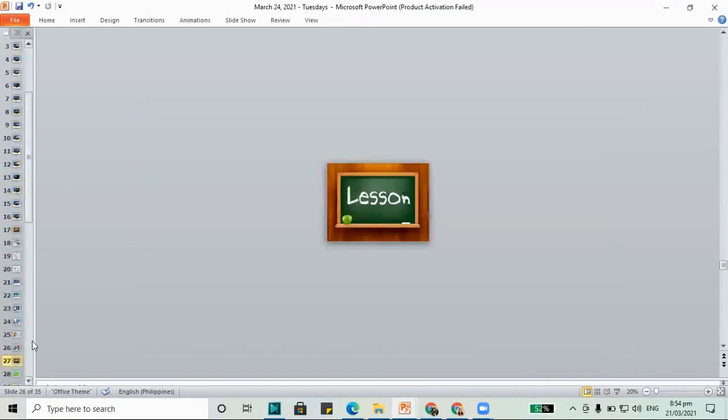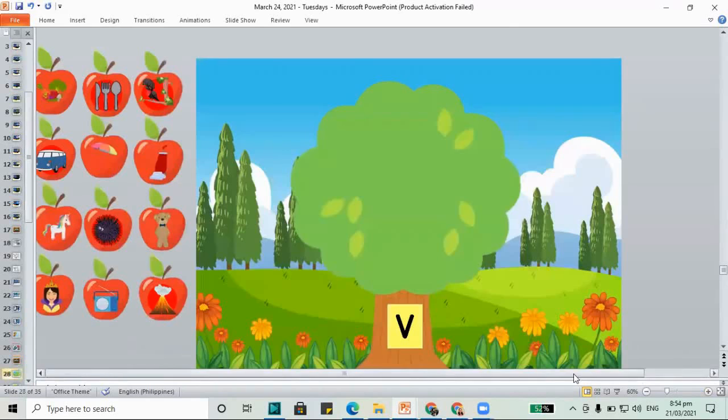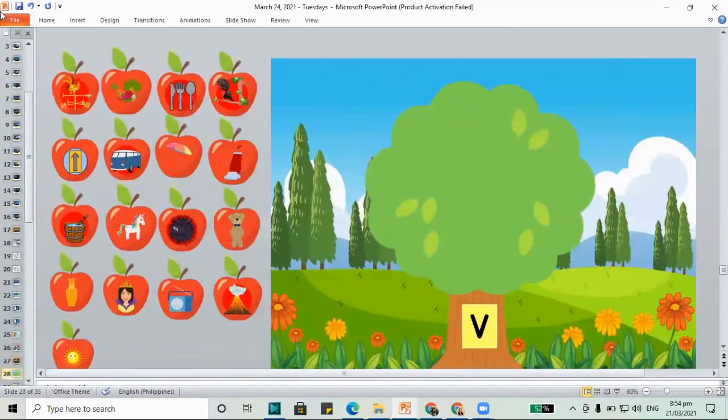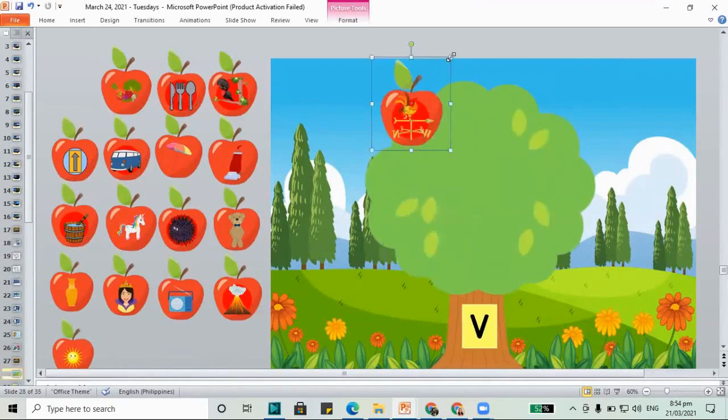Now let's go to our lesson. Remember, we have the letter V and it has the v sound, letter V. Let's put the things that begin with letter V in our V tree. Do we put the vein for letter V? Remember, letter V has the v sound, letter V. Yes, vein begins with V. Let's put it in the V tree.